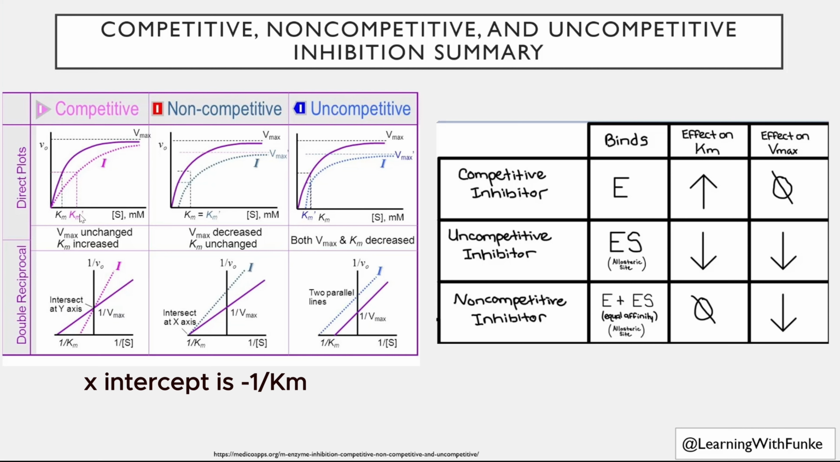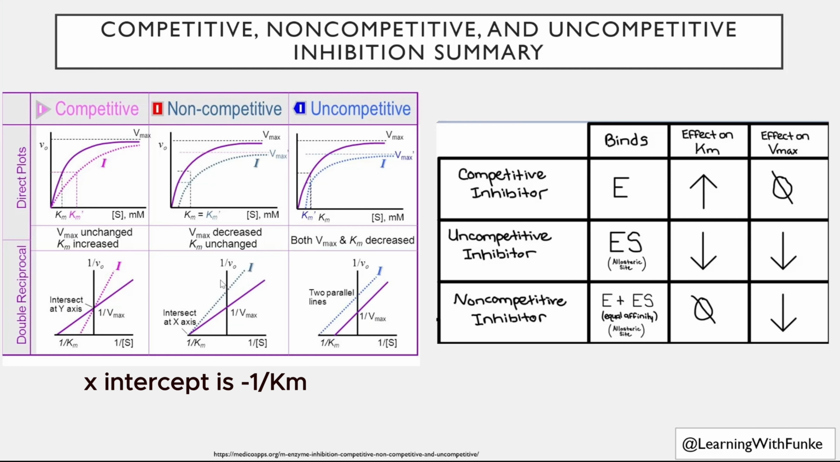So for competitive, we know that Km prime increases, right? So here we see that 1 over Km is the x-intercept. And because 1 over Km is the x-intercept, in the case where we have inhibition, 1 divided by a bigger number, since Km prime is increasing, is a smaller number. That's why you see that the x-intercept shifts to the right. However, since Vmax is the same, and the y-intercept is 1 over Vmax, for both of them they would have the same y-intercept.